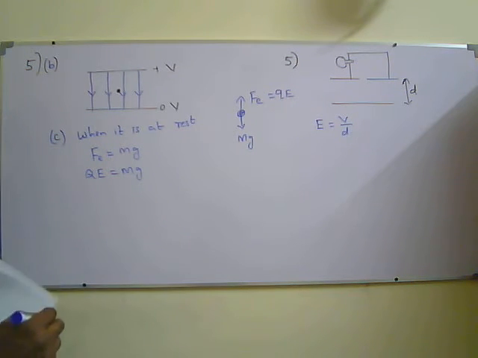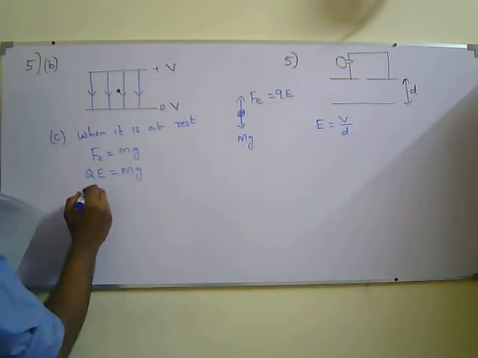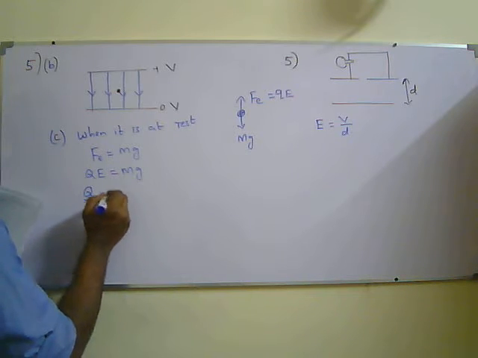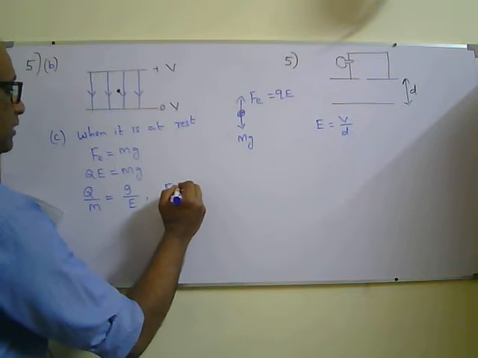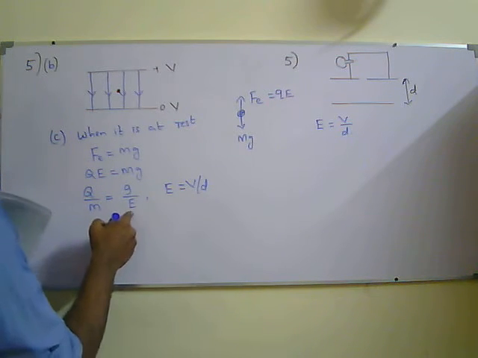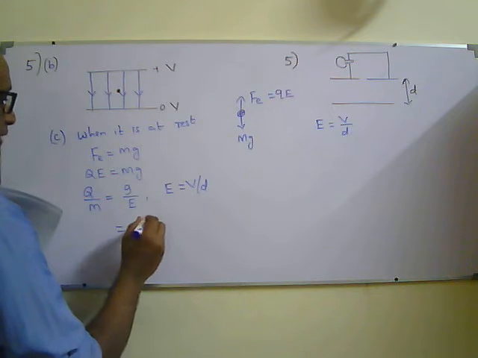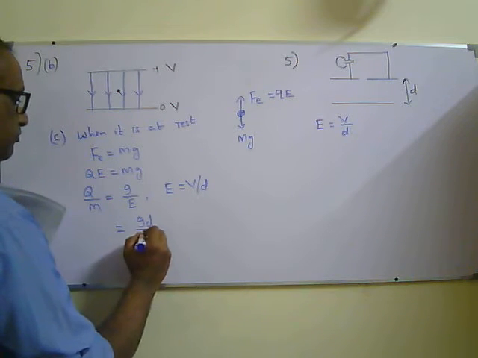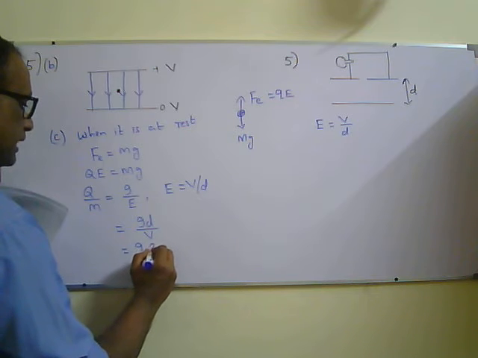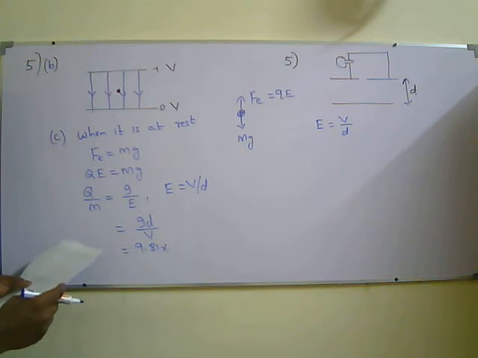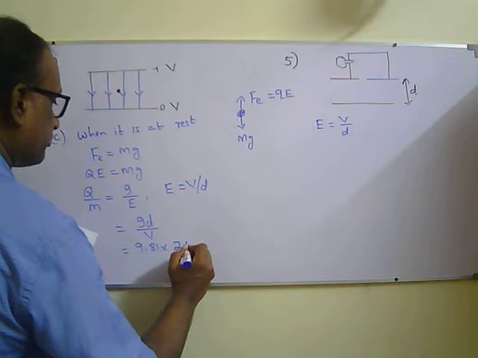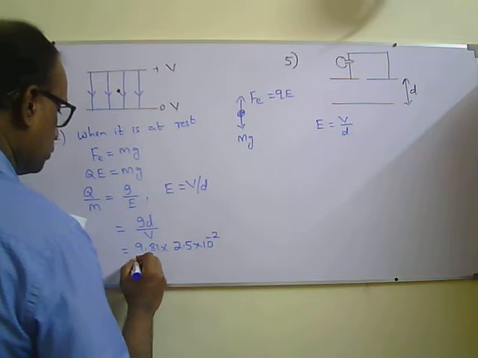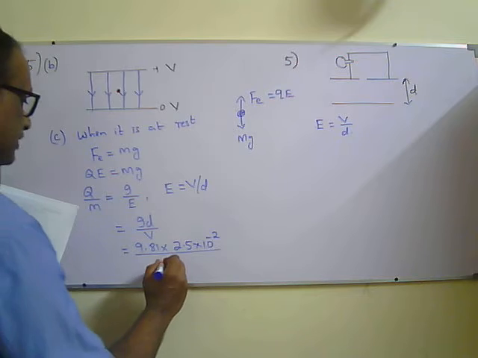So they ask you to find the value of Q over m. So Q over m equals, bring the m down, g over E, but E equals V over d. So substitute that, E equals V over d, you will get gd over V. Substitute the values: 9.81, the distance between the opposite parallel plates is given as 2.5 centimeters, so 2.5 times 10 to the power minus 2, and the potential difference is given as 5,000.